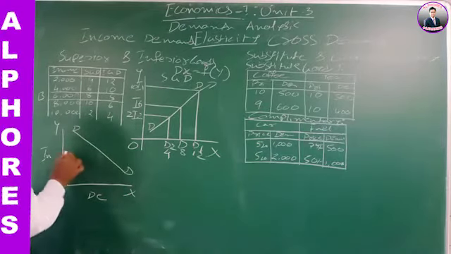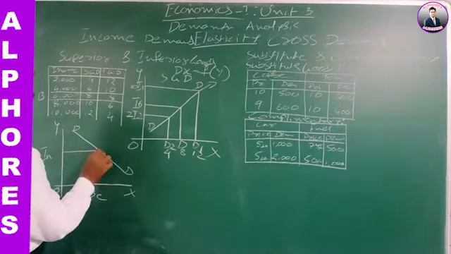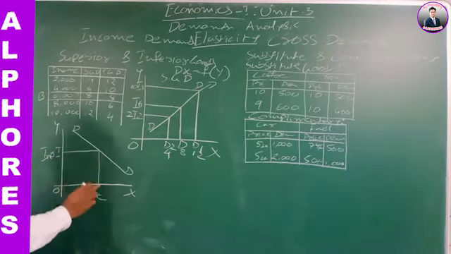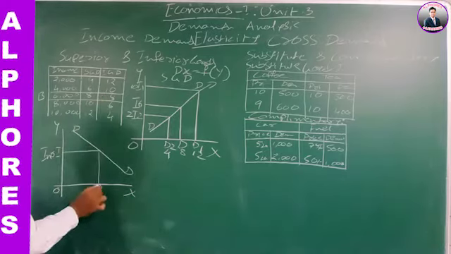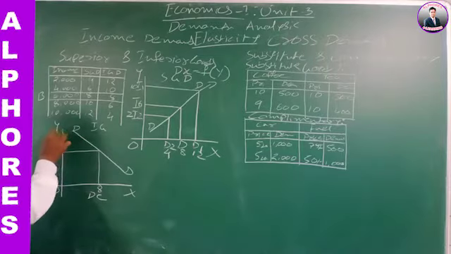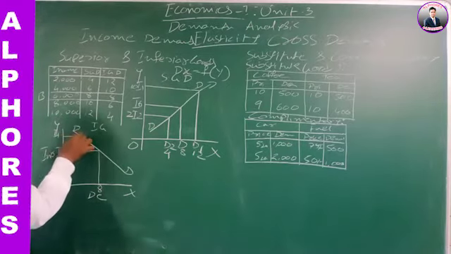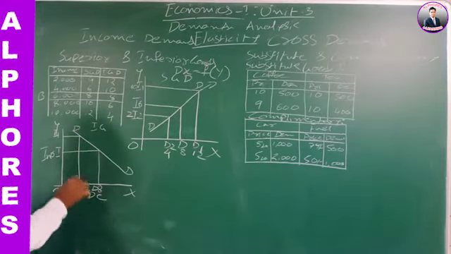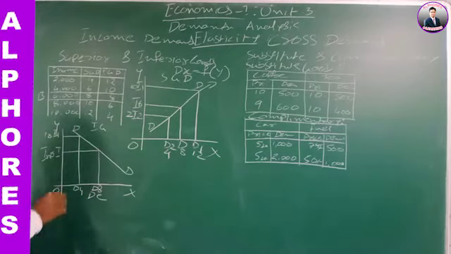But here, let us say first income is I, that is 6,000. Demand for the commodity is how much? 8. For inferior goods, if income increases to I1, that is to 10,000, then demand decreases from 8 to 4.